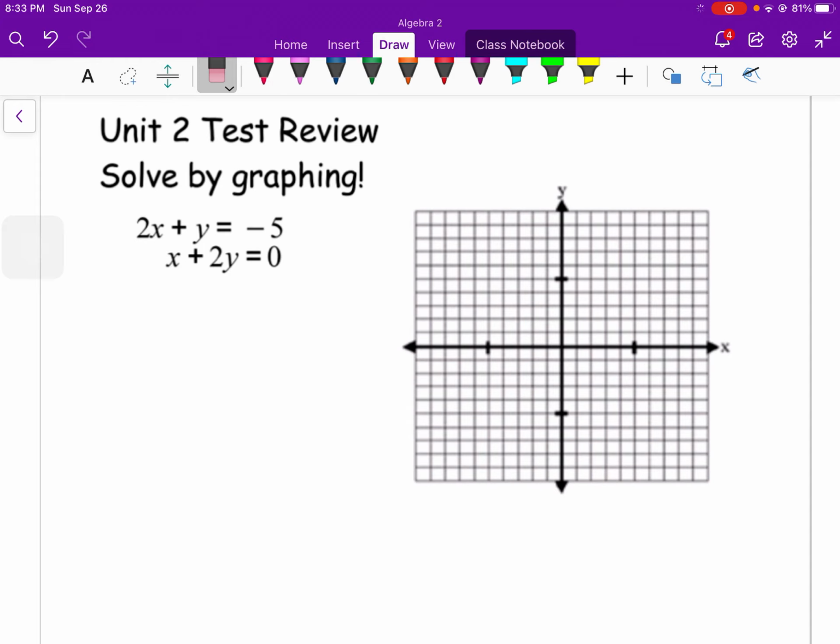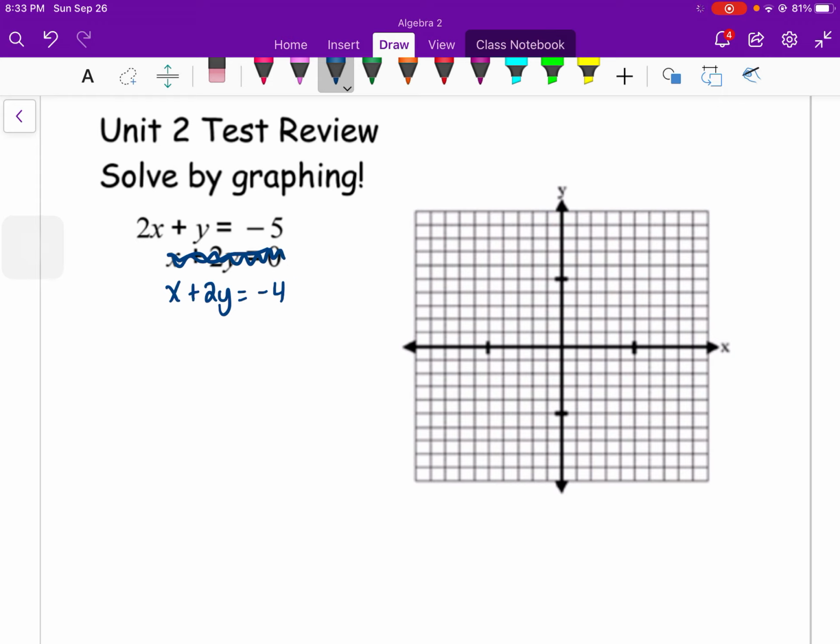This is going to be a recap of Unit 2, so a test review for everything that we learned in Unit 2. We started by solving by graphing. So I just recorded this and found that these equations don't cross at a nice point, so we're going to have to change this bottom equation to be x plus 2y equals -4.